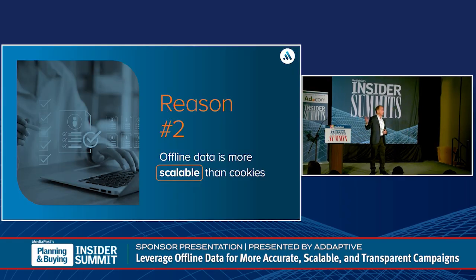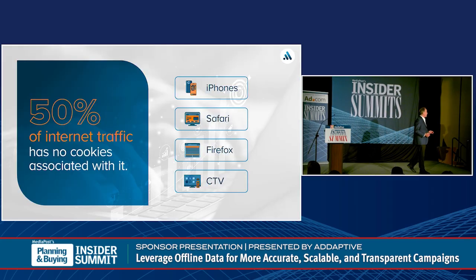The second problem with cookie targeting is scalability. Because regardless of what Google decides to do with cookies going forward, the fact is that iPhones already block cookies by default. Safari blocks cookies by default. Firefox blocks cookies. There are no cookies on CTV inventory. So as a result, about 50% of the internet traffic today does not have cookies associated with it, which can make it really challenging to scale cookie-targeted campaigns, especially within niche markets.